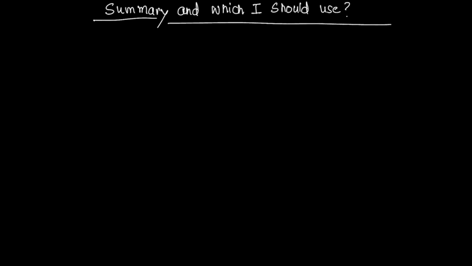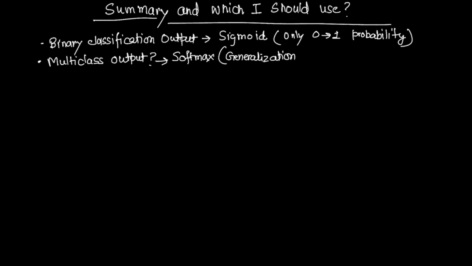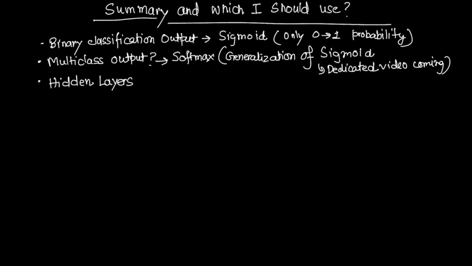We have covered a massive amount of ground in this episode. Let's simplify it into a cheat sheet for your projects. If your project is for binary classification output, use Sigmoid. It is the only one that gives you a clean 0 to 1 probability. If it's a multi-class output, use softmax, which we'll cover in a dedicated video, as it's a generalization of Sigmoid. If it's a hidden layer of a standard feed-forward network or a convolutional neural network, or CNN, start with ReLU.